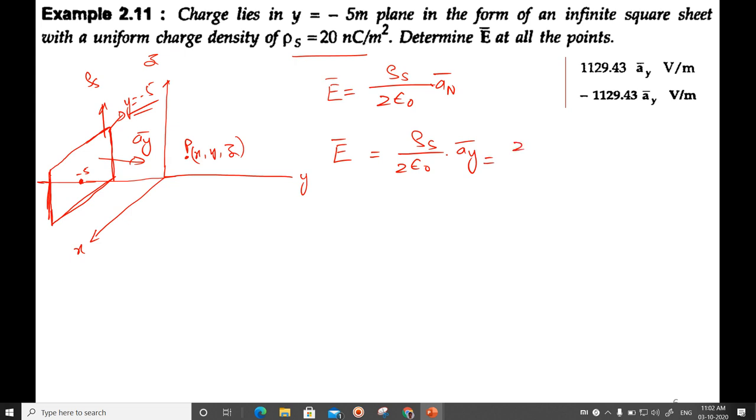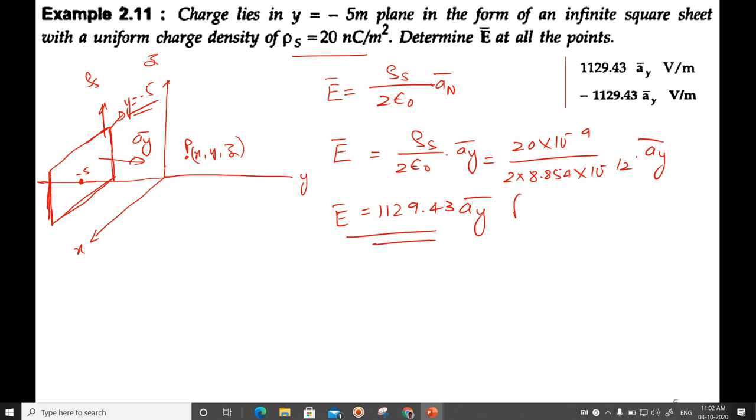Rho_s is 20 nanocoulomb, 20 into 10 power minus 9, divided by 2 into epsilon naught, which is 8.854 into 10 power minus 12, into a_y. So we'll try to calculate this. 20 exponential minus 9 divided by 2 into 8.854 exponential minus 12. So we are getting E vector equal to 1129.43 a_y vector.